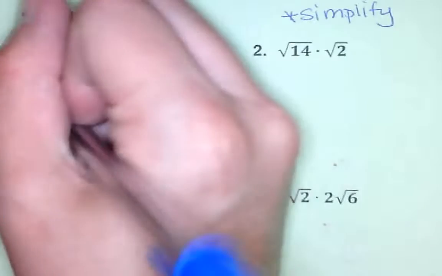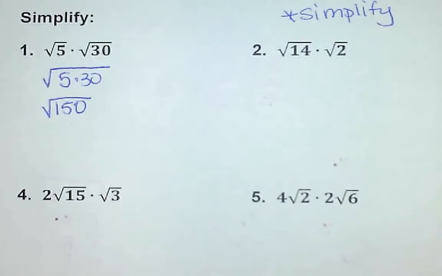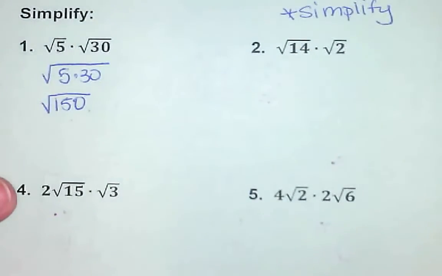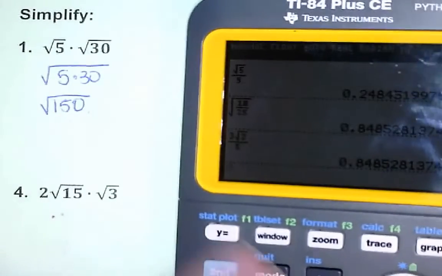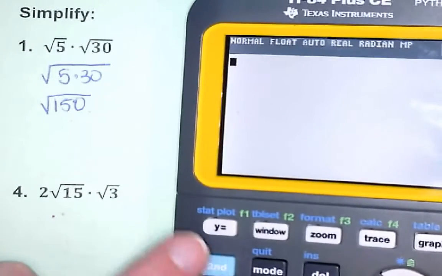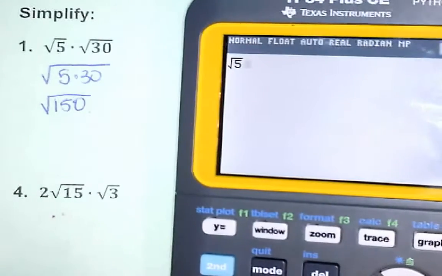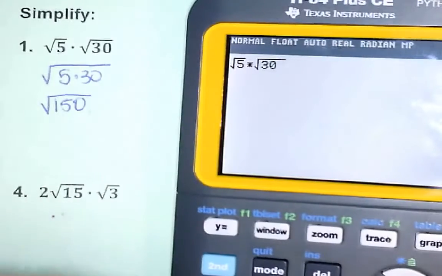Now, can I simplify the square root of 150? Let us see. Oh, you know what? I forgot my rule here, didn't I? I forgot to type this in. So I'm going to type in the square root of 5 times the square root of 30, because I want to make sure it's not nice and pretty. Nope, it's not. But now we know what we're trying to get when we get our answer here.